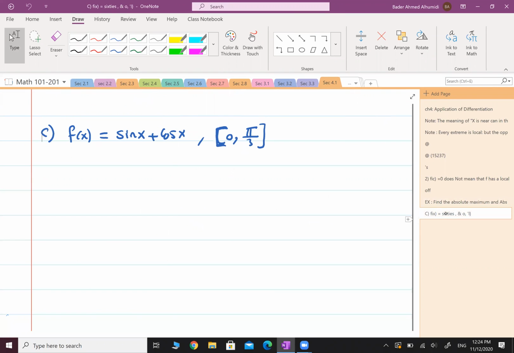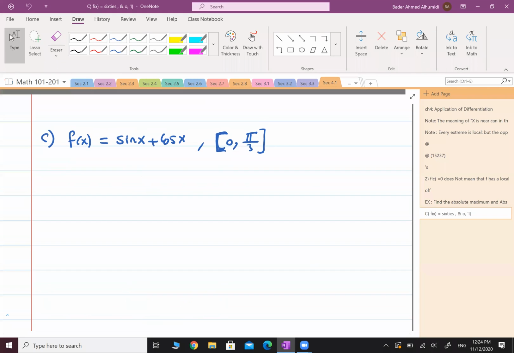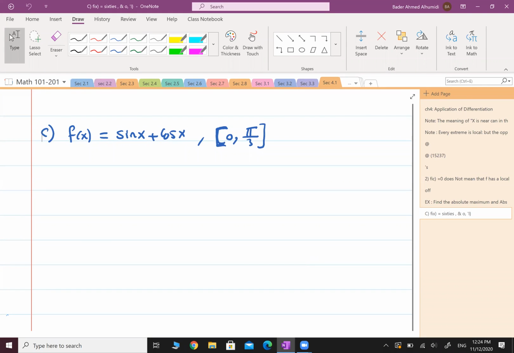الآن نجي إلى سؤال تحبوه كثير. Sine, cosine, و logarithmic function. Find the absolute maximum and absolute minimum of sine x plus cosine x over the interval 0 to pi over 3.